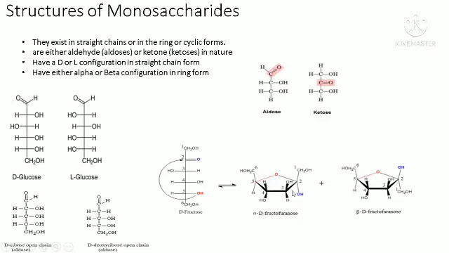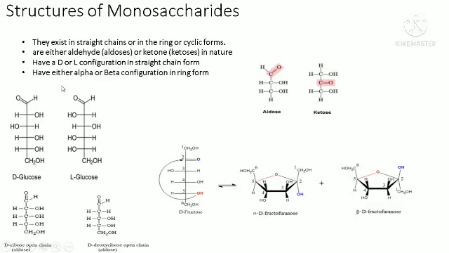So in an aqueous solution, the monosaccharide fructose will be in equilibrium between its open chain form and its cyclic form. These structures here depict the open chain form of glucose. This one here is the open chain of ribose, and this here is the open chain of fructose.